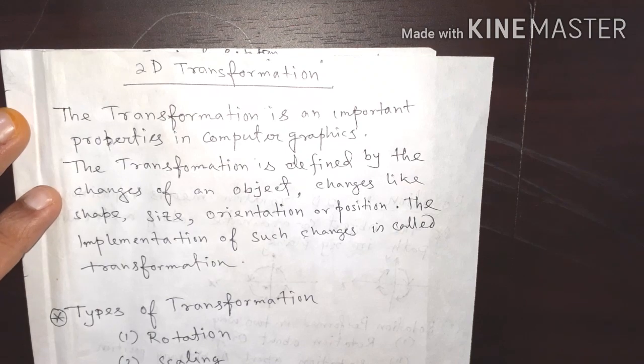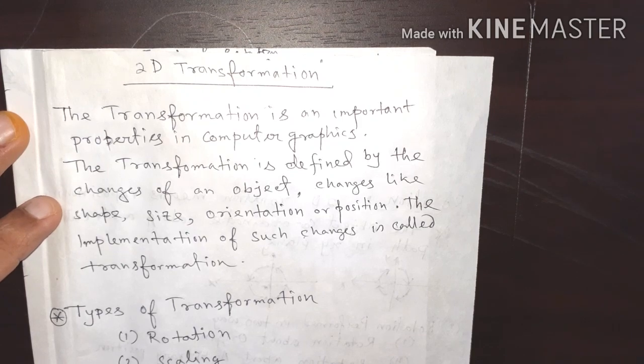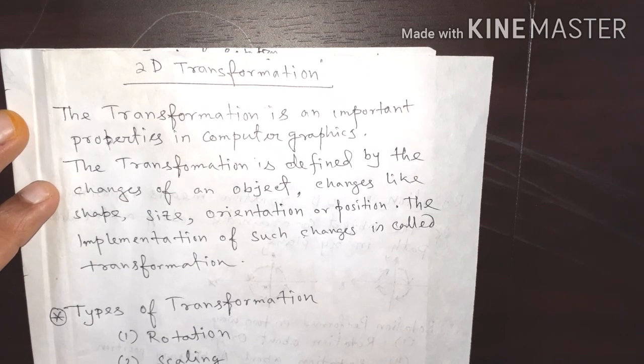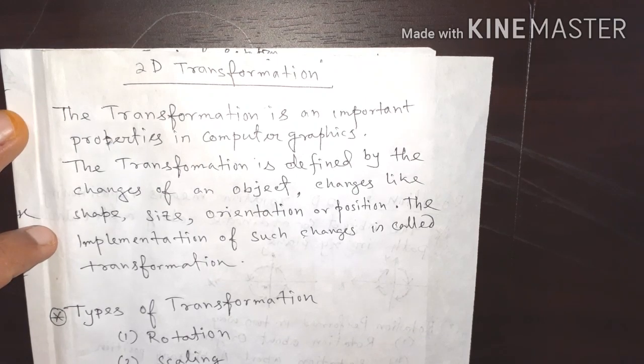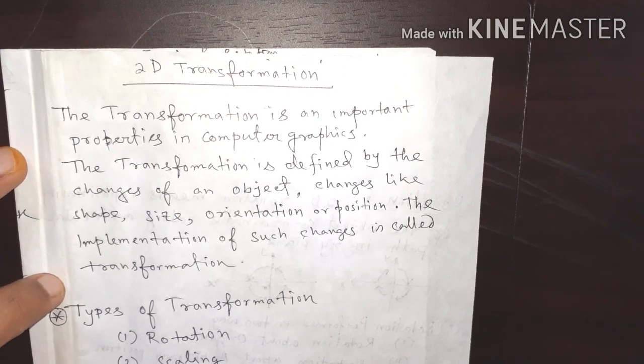2D transformation is an important property in computer graphics. We need 2D transformation in computer graphics because for proper visualization of an object on a screen, we need transformation. Transformation is defined as changes of an object, changes like shape, size, orientation, or position. The implementation of such changes is called transformation.